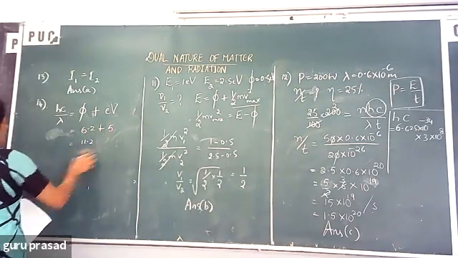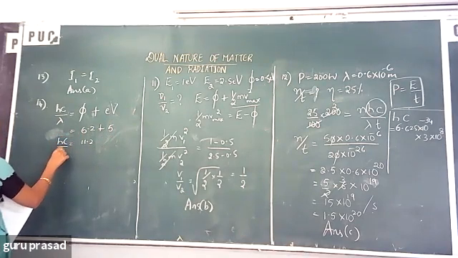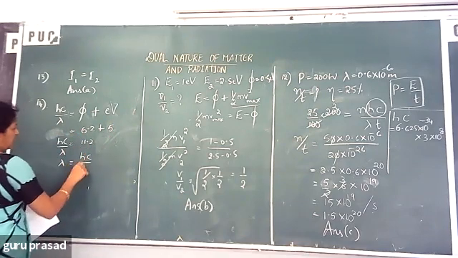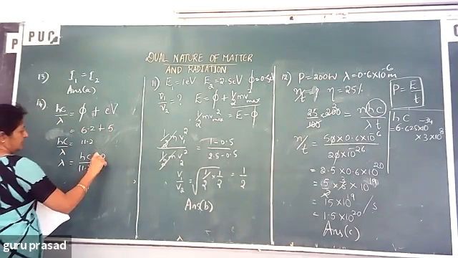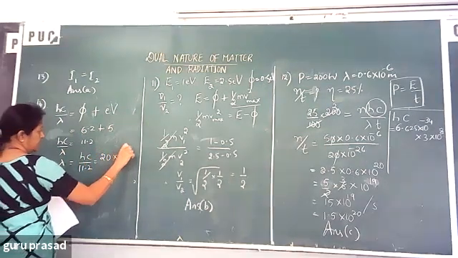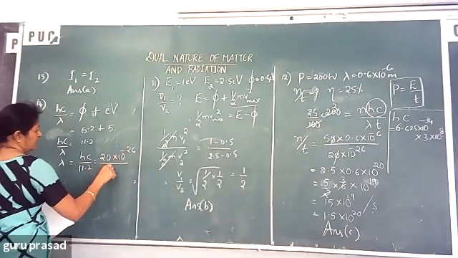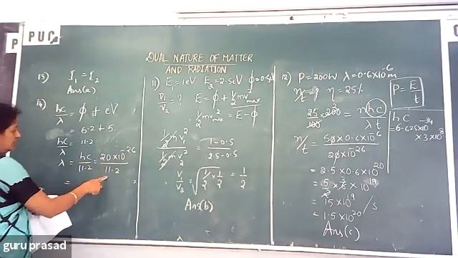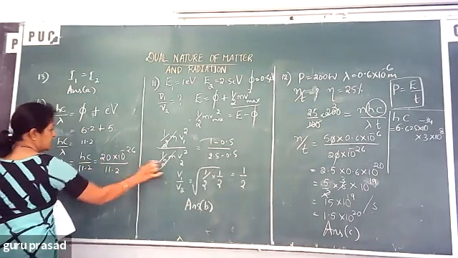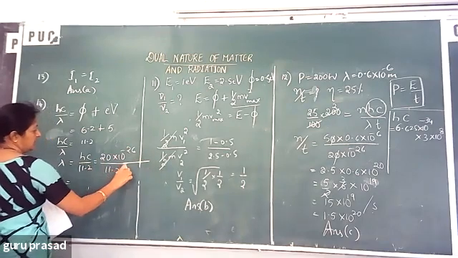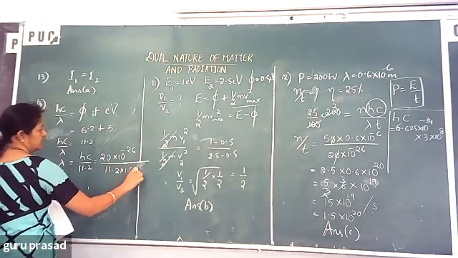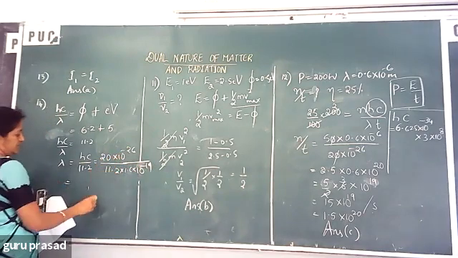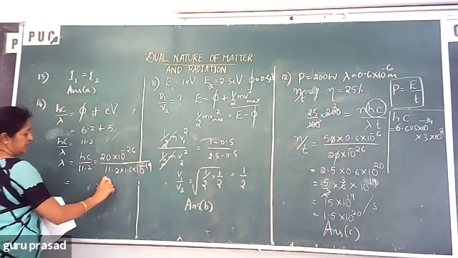Now I will bring lambda to the numerator. Lambda is equal to HC by 11.2. HC I told you to take as 20 into 10 power minus 26, by 11.2. Since 11.2 is in EV, multiply by 1.6 into 10 power minus 19. Now minus 19 and 10 power minus 26, if you cancel, you get 10 power minus 7.